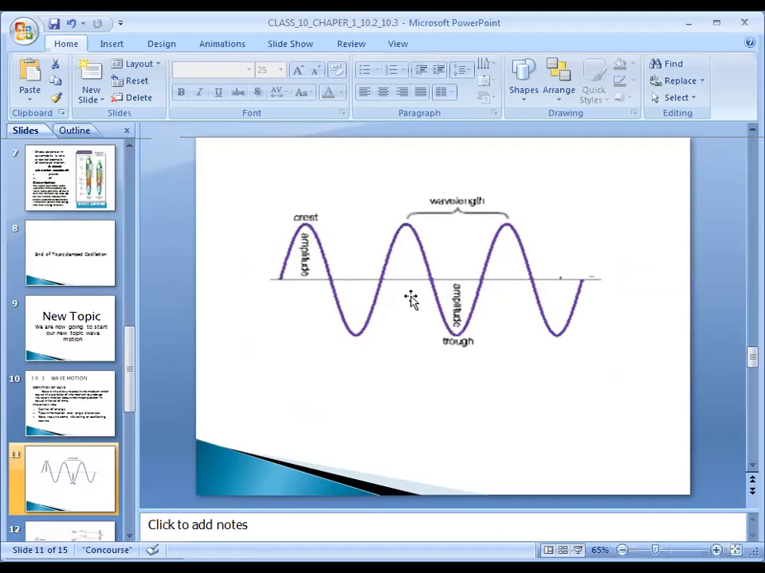So wave, I made you understand the crest, trough, amplitude, and the wavelength. These are the important terms related to waves. The upper part of the wave is called the crest, and the lower part of the wave is called the trough. And from this way to this way is called amplitude, the maximum displacement. So crest, trough, amplitude, and the wavelength. This is our wavelength.